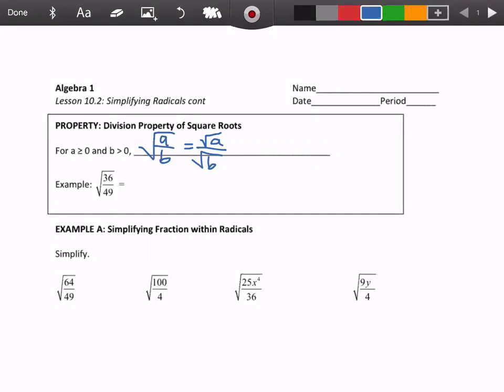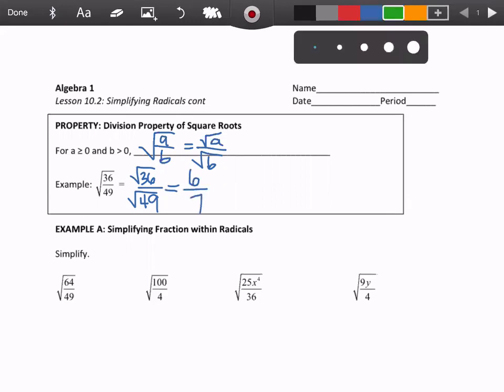The square root of 36 over 49. We can separate this into two different square roots. And then if you look at that, you'll realize that we have perfect squares in the numerator and the denominator of this fraction. So the square root of 36 is 6, and the square root of 49 is 7. So our answer here is 6/7. And we'll leave it as a fraction. We don't need to write it as a decimal.